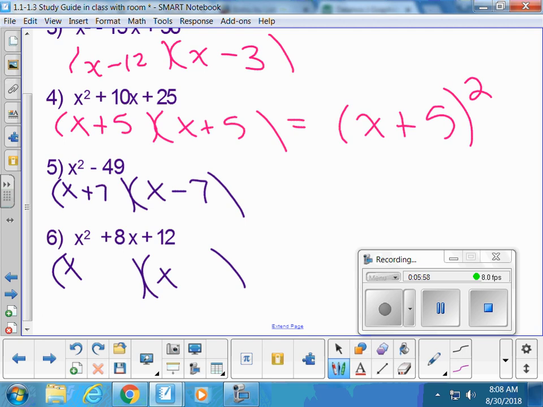Anybody figure this one out? Yeah. 6 and 2. Perfect, 6 and 2. All right, so let's pause.